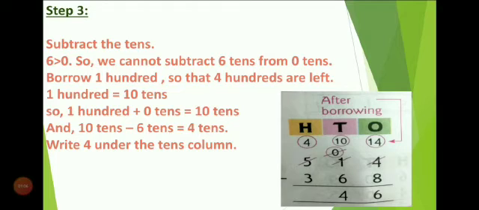As you know that 100 is equal to 10 tens. Then we will add 100 and 0 tens. We will get 10 tens. Then we will subtract 6 tens from 10 tens. We will get 4 tens. So we will write 4 under the tens column.